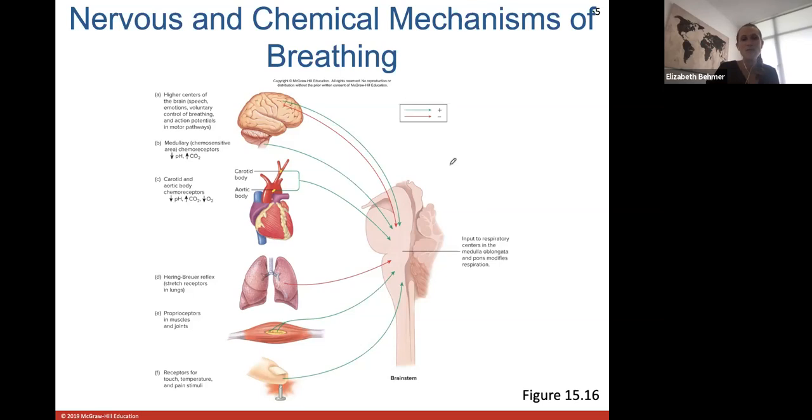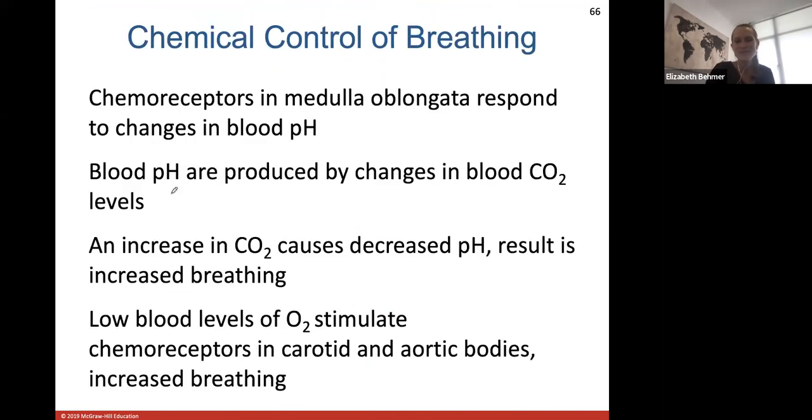So that means that if you have a really low pH level in your blood, that means you have lots of carbon dioxide building up in your blood. You'll start to hyperventilate to try to get out that excess carbon dioxide as much as possible. And this is what the chemical control of breathing kind of describes. So we have chemoreceptors that are monitoring blood pH levels. And again, your blood pH levels are always affected by carbon dioxide levels in the blood.